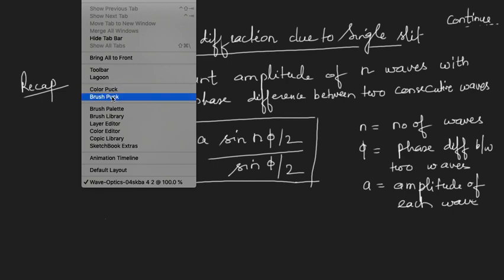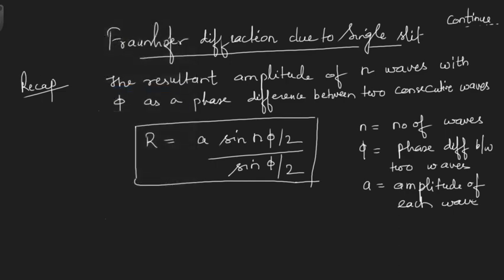R is equal to A sine n phi by 2 divided by sine phi by 2. So I got the expression like this, where n is the number of waves, phi is the phase difference between two consecutive waves, and A is the amplitude of each wave. Now, after getting this expression for resultant intensity, I would like to substitute something.